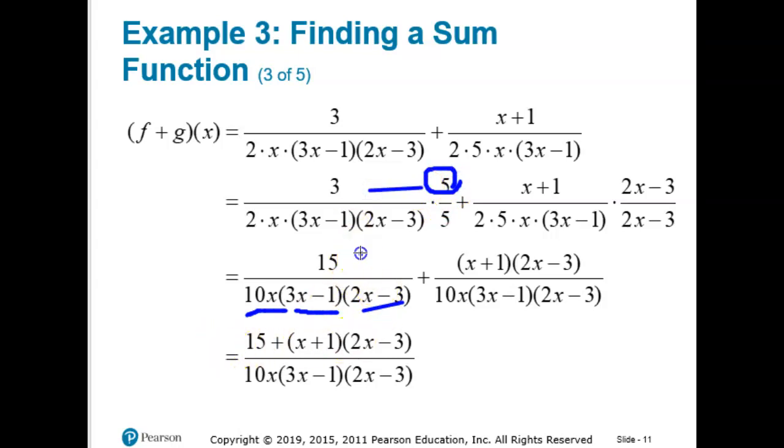So that 5 times 3 is where this 15 comes from. Now, the second fraction was missing the factor 2x minus 3. So in order to multiply the denominator by 2x minus 3, we must multiply the numerator by 2x minus 3. That gives us this x plus 1 and 2x minus 3. Remember, when we're adding, we only add the numerators. So we have 15 plus x plus 1 times 2x minus 3, over 10x times 3x minus 1 and 2x minus 3.